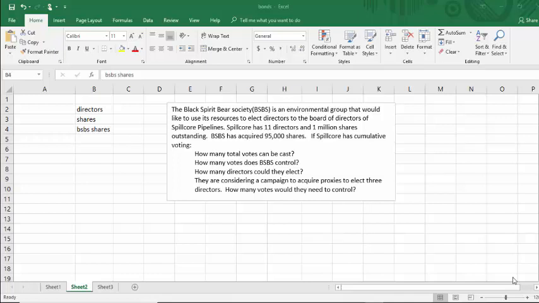All right, let's work through an example of cumulative voting. We don't do majority voting because it's too easy. If you've got half the shares plus one, you get all the power. But cumulative voting is a little bit more interesting.